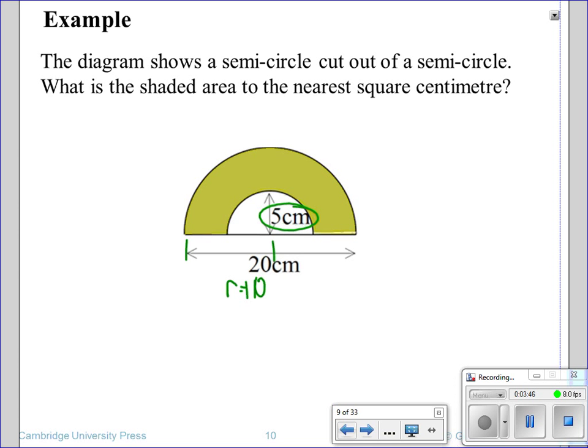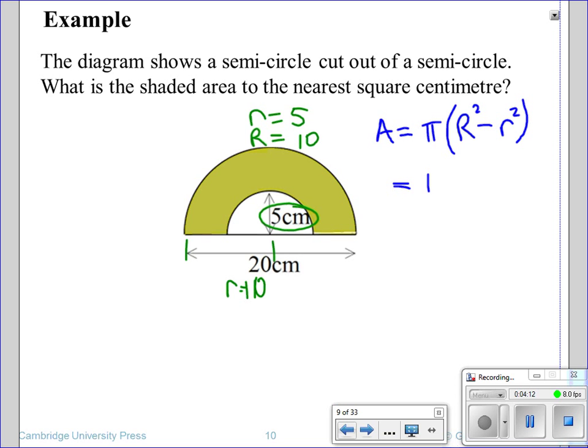So let's do it the annulus way first. Pi lots of big R minus little r, both squared. Got our formula written down. Our little r is 5, our big R is 10, both measured in centimetres. So we've got pi lots of 10 squared minus 5 squared.